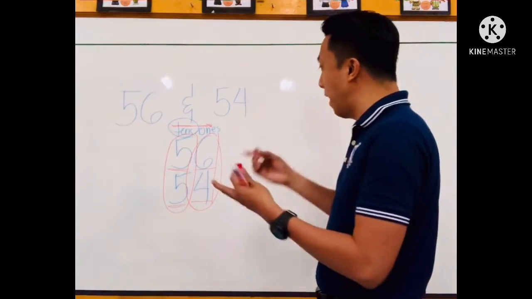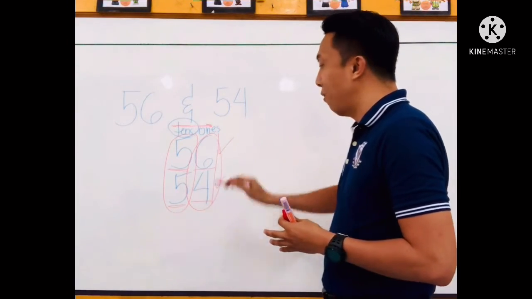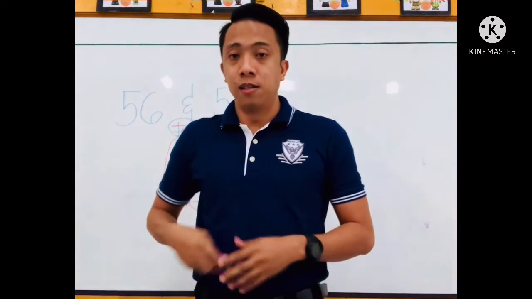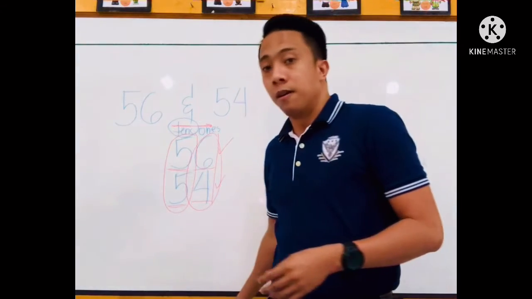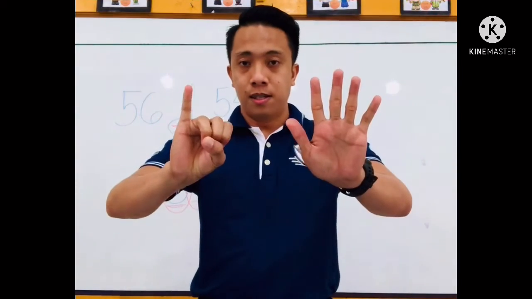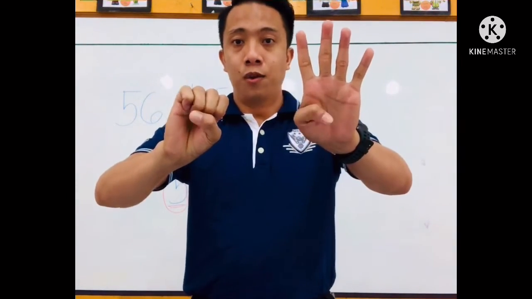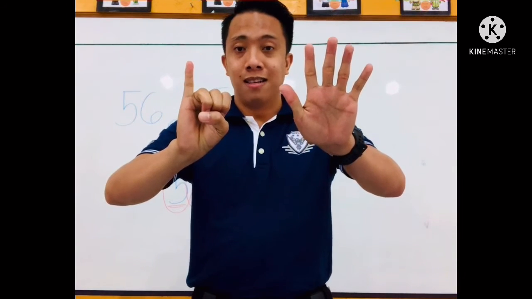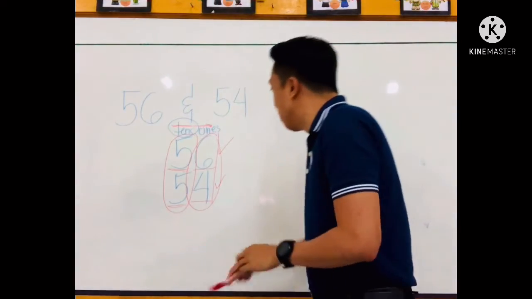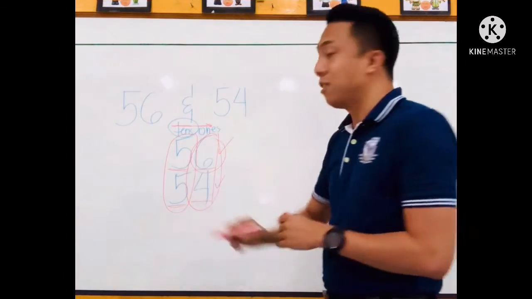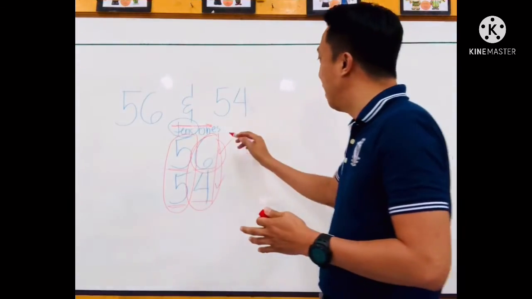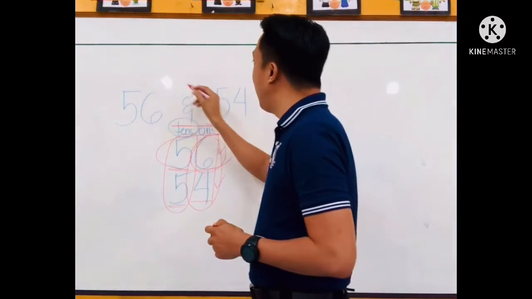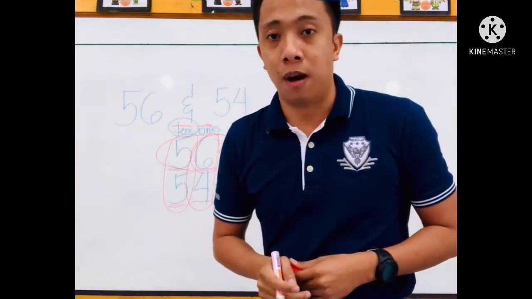Which number is greater? Is it 6 or 4? Can you show me your hands, please? Show me your hands. We have 6 and then 4. So which is greater? Of course, we have 6. Right? So, if 6 is greater, therefore, the whole number, which is 56, is greater than 54.